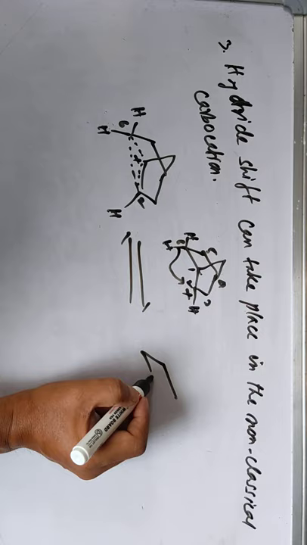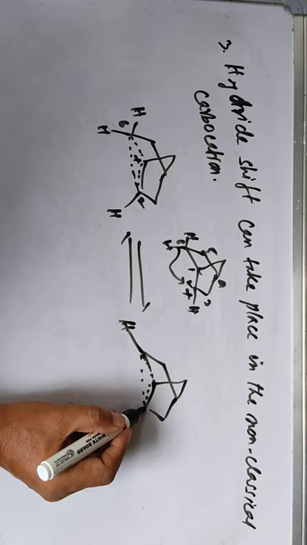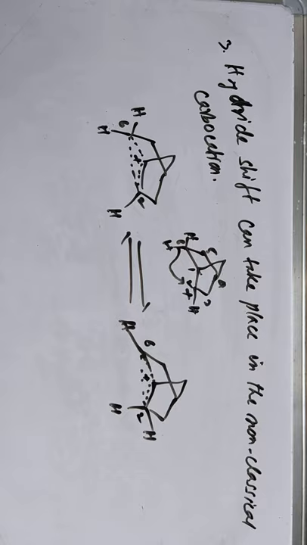So you can write it this way. Here is the hydride, and it can be like this, shifted from here. Okay, this is 2 to 6. So I'm giving one example of how hydride can be shifted from this one. So there's another feature of non-classical carbocation.